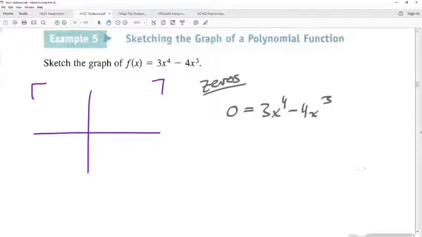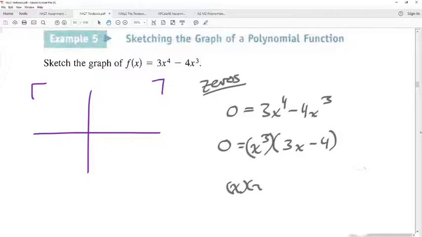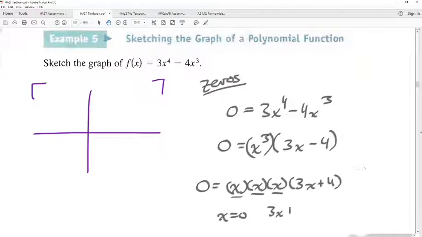What can I take out of both? An x to the third. And then I get a 3x minus 4. Right? Now, if I take this guy right here, I can actually factor him some more. Most of the time you would never do this, but I'm doing it for the sake of explanation. So how many total factors do we have, actually? We have 4. Now all these are the same, so I really only need to set that equal to 0 once, and that's just 0. And then I set this other one equal to 0, so we got x equals negative 4 over 3.